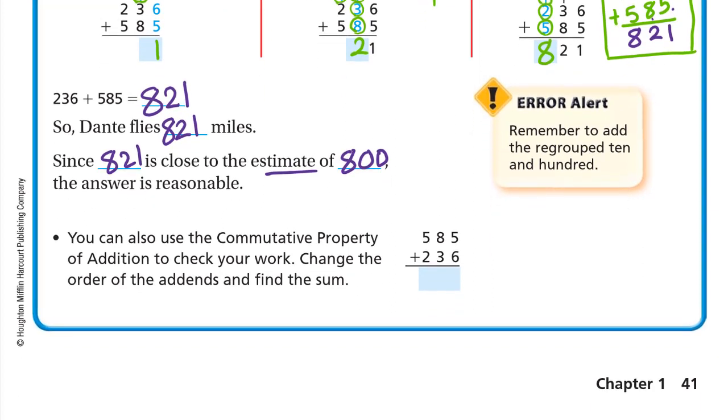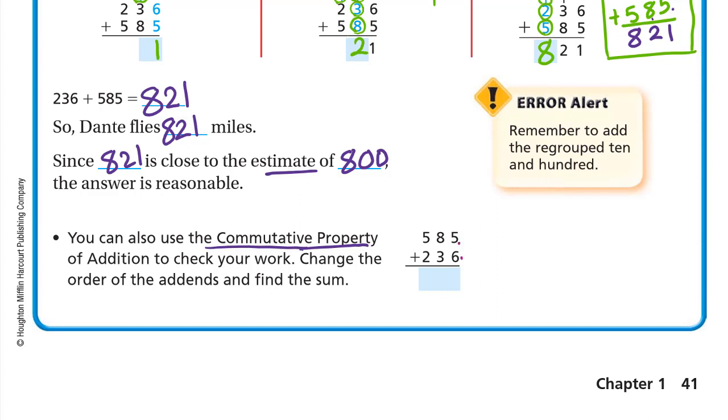Okay, here he says you can also use the commutative property of addition to check your work. It changes the order of the addends to find the sum. So instead of the 236 up, we will write the 585 up and the 236 down. Let's add and see if we will get the same answer.